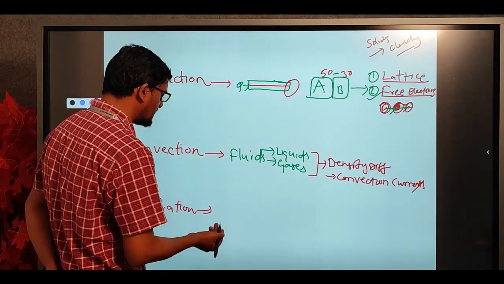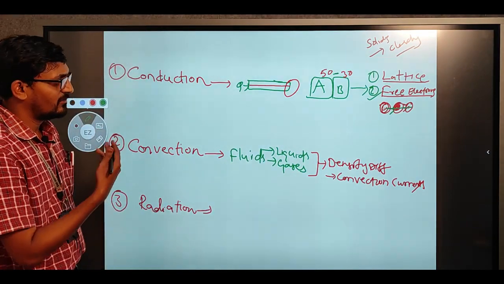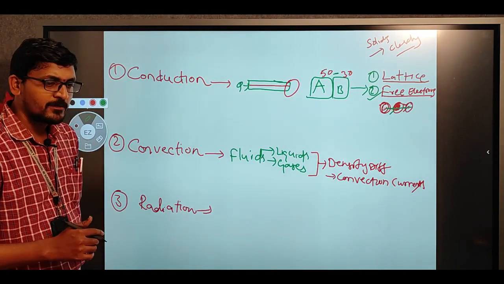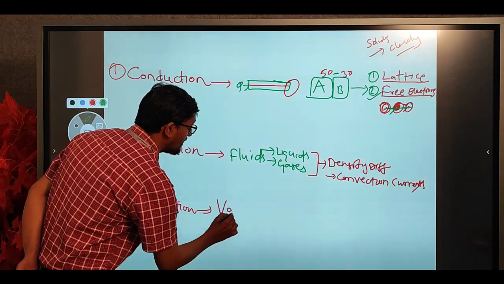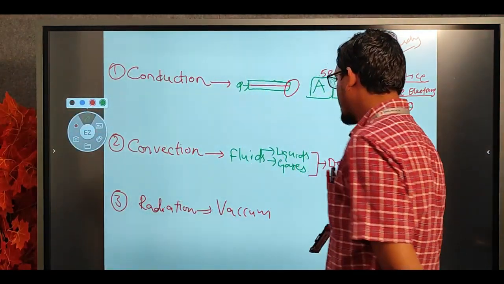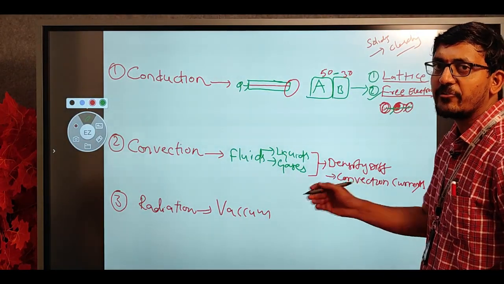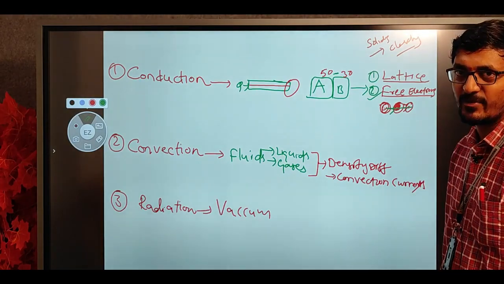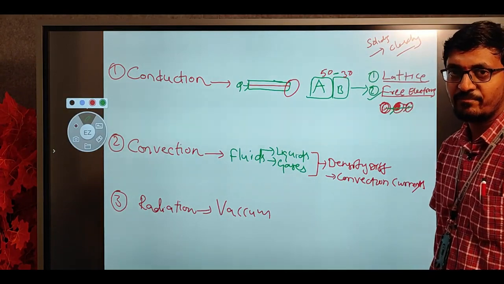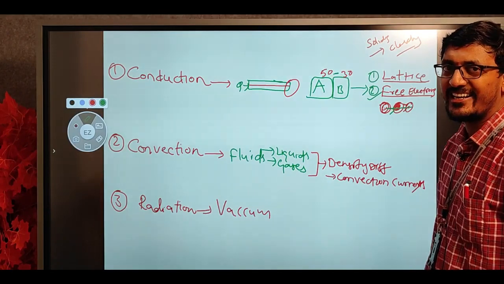Then what is the medium? There is no kind of solid body or fluid. So vacuum is what we would call a medium. Here there is no medium, but in vacuum this radiation heat transfer takes place. Vacuum means there is nothing, it is completely empty. If the heat transfer is taking place through vacuum, then we call it radiation.